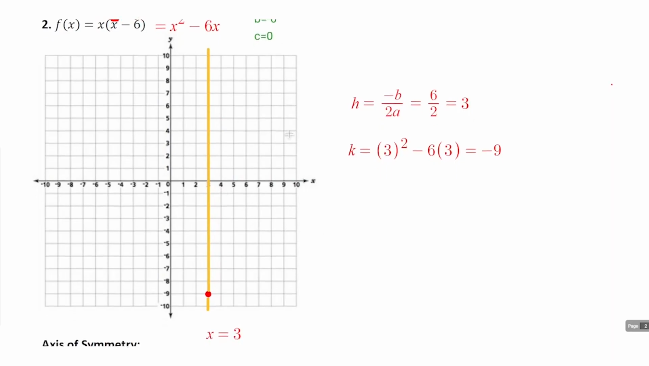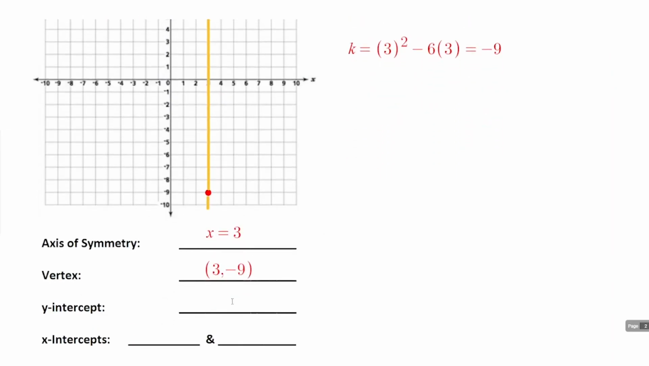Now our c is 0, so our y-intercept is just going to be at 0, and that's actually going to give us one of our x-intercepts. Because if you pass through the origin, not only are you passing through the y-axis, but you're also passing through the x-axis. So I know that has to be one of the x-intercepts, and when I go to find the x-intercepts, we'll make sure that that does actually happen.